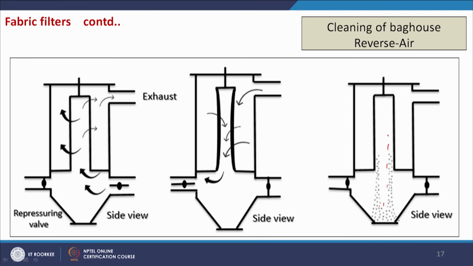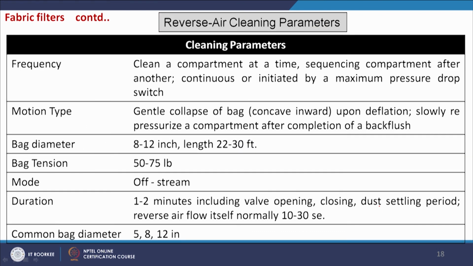So, this is one reverse air mechanism through which cleaning can be done, and for frequency, clean a compartment at a time, sequencing one compartment after another, continuous or initiated by a maximum pressure drop switch. And motion type, it is gentle collapse of the bag upon deflation, slowly repressurize a compartment after completion of a bag flush, and bag diameter 8 to 10 inch, length 20 to 30 feet, and bag tension 50 to 75 pound, and mode upstream, duration 1 to 2 minutes including valve opening, closing, dust settling period, reverse air flow itself normally 10 to 30 seconds, and common bag diameter 5, 8 and 12 inch.